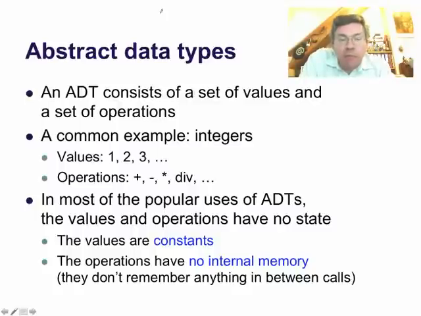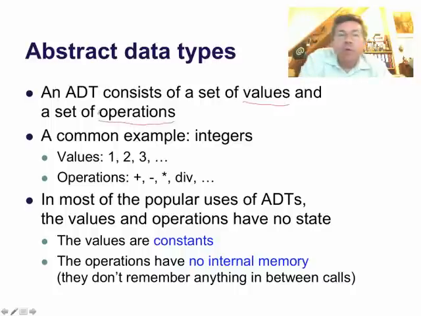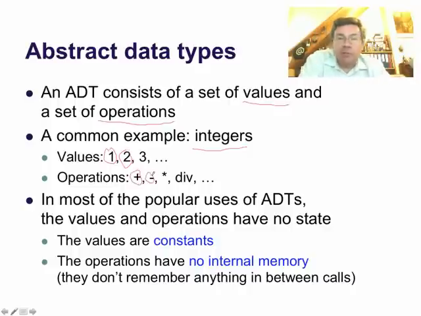Abstract data types consist of a set of values and a set of operations. A common example is the integers. Values are 1, 2, 3, and so on. Operations: addition, subtraction, and so on. Typical example of an ADT. In most popular modern uses of ADTs, the values and operations have no state.